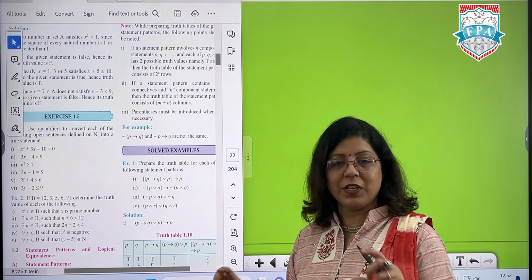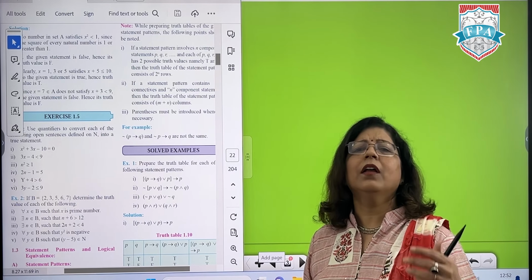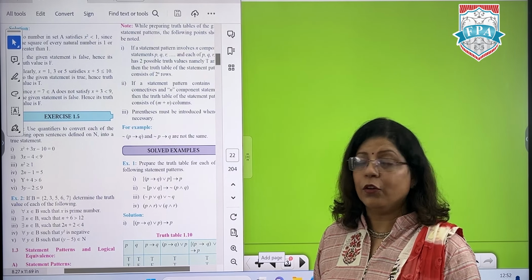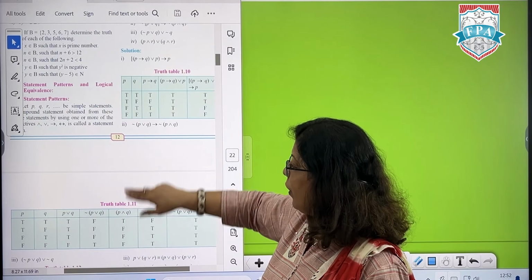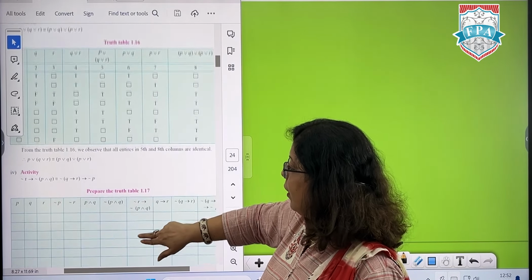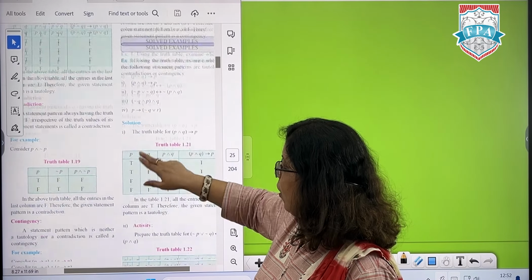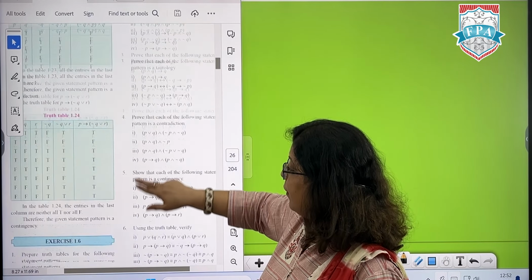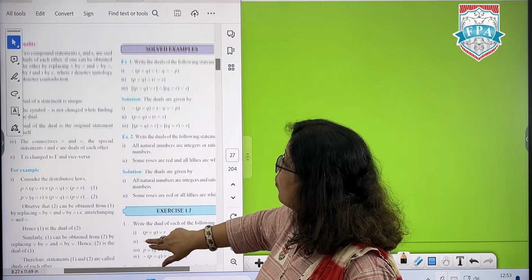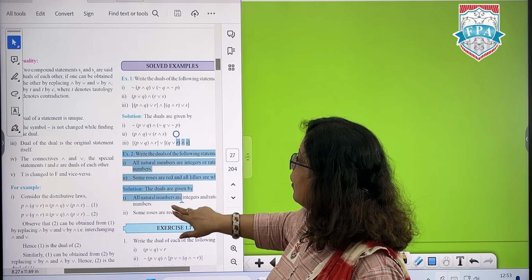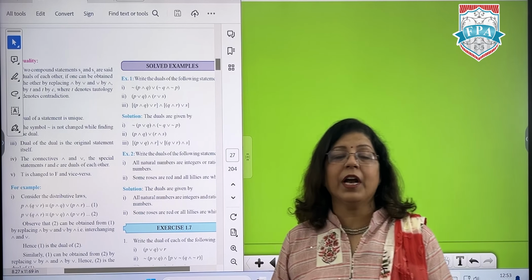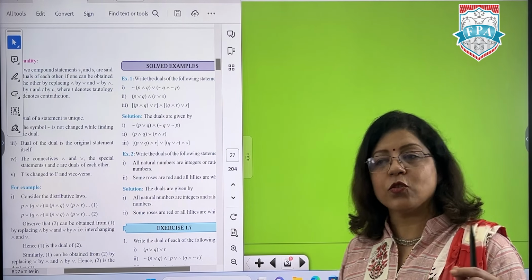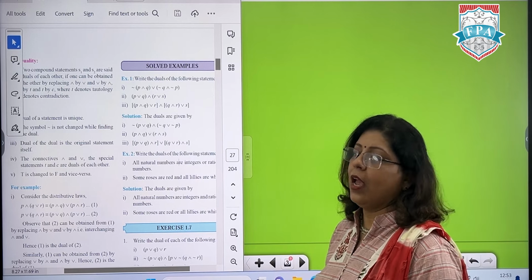Clear? So I hope this particular part is clear. It is a small part, sometimes questions come. Not majorly asked, but still it is there. Now we are moving to, after the truth table, another part which is dealing with duality. Another small part usually comes for 1 or 2 marks only, duals.